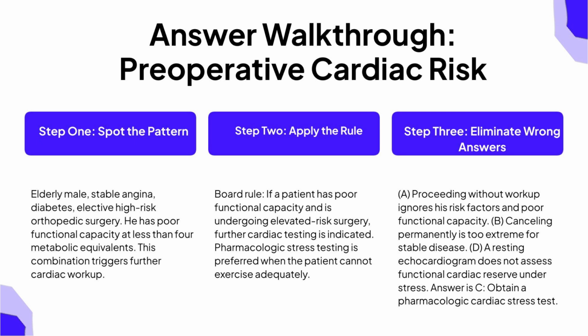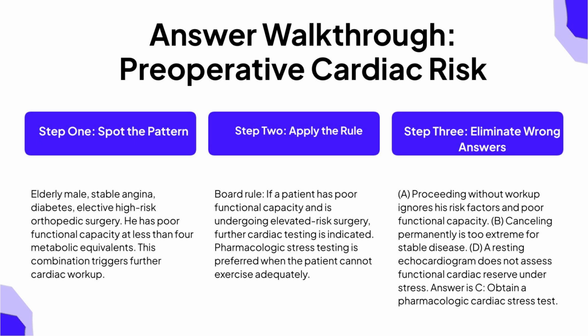Step 2. Apply the rule. The board rule is that when a patient has poor functional capacity and is undergoing elevated risk surgery, you need further cardiac testing before proceeding. Since this patient cannot exercise adequately, pharmacologic stress testing is the right choice.